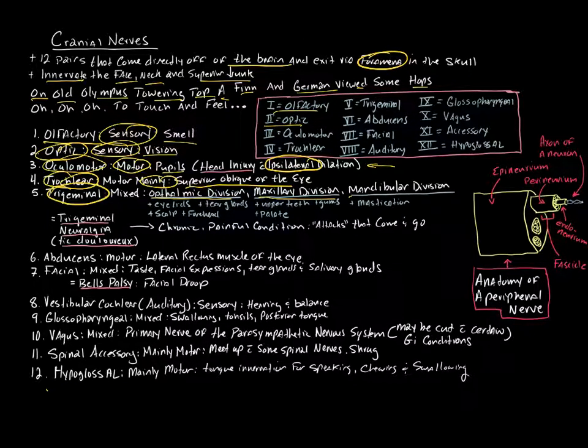And then you have the lower part of the trigeminal, the most inferior, that is the mandibular division, the mandible, okay, and that's primarily involved in mastication or chewing, right? The masseter muscle of the jaw.